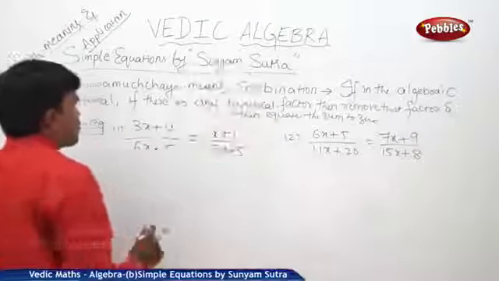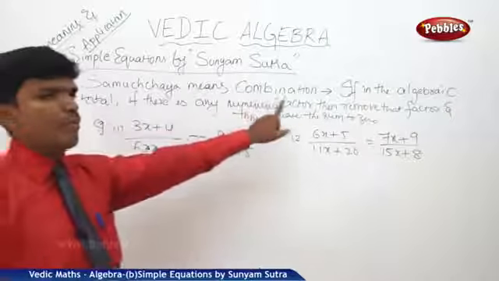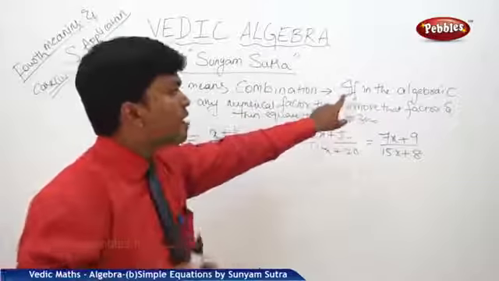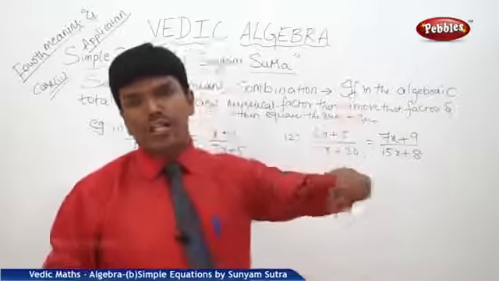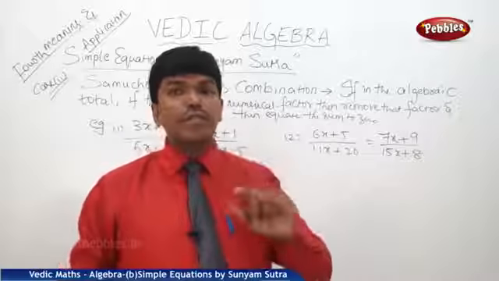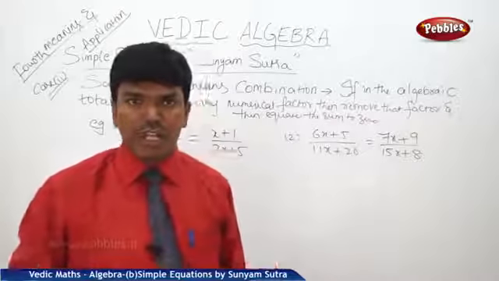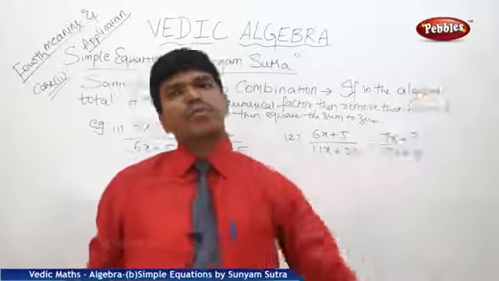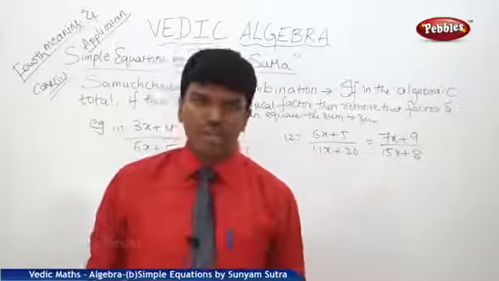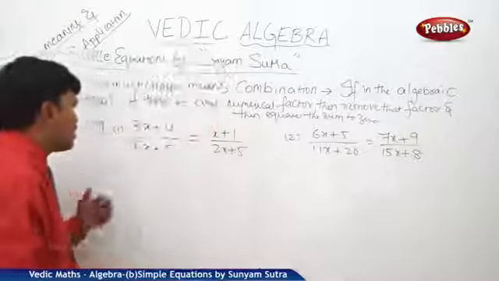So what I am saying, samuchaya means combination only, that is the fourth meaning. But in the fourth meaning I am telling you case 2: if in the algebraic total there is any numerical factor involved, you just remove that numerical factor and then equate the sum to 0, to get the final solution. Now let us take one example here.